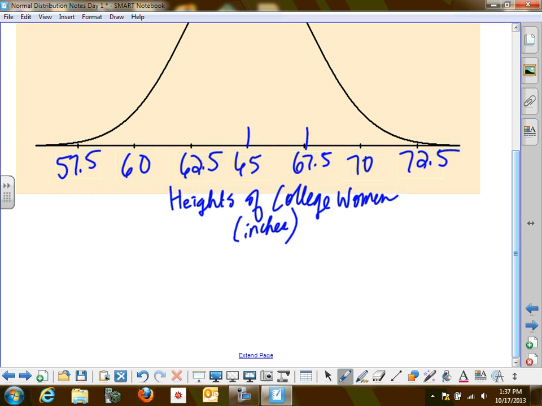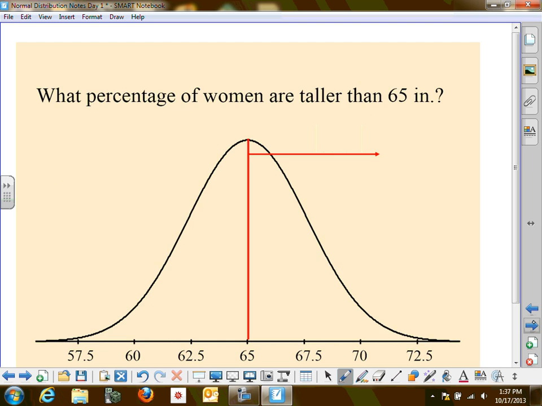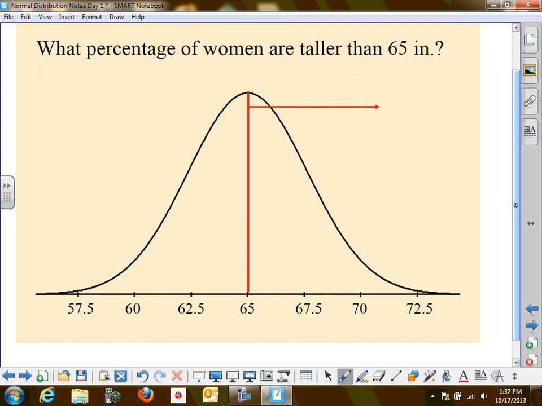Okay, so are you just adding and subtracting 2.5 inches? Alright, and here's what you got. Okay, so those are your inches. Now, in reference to this data, let's see, what percentage of women are going to be taller than 65? Correct, because that's at the mean.